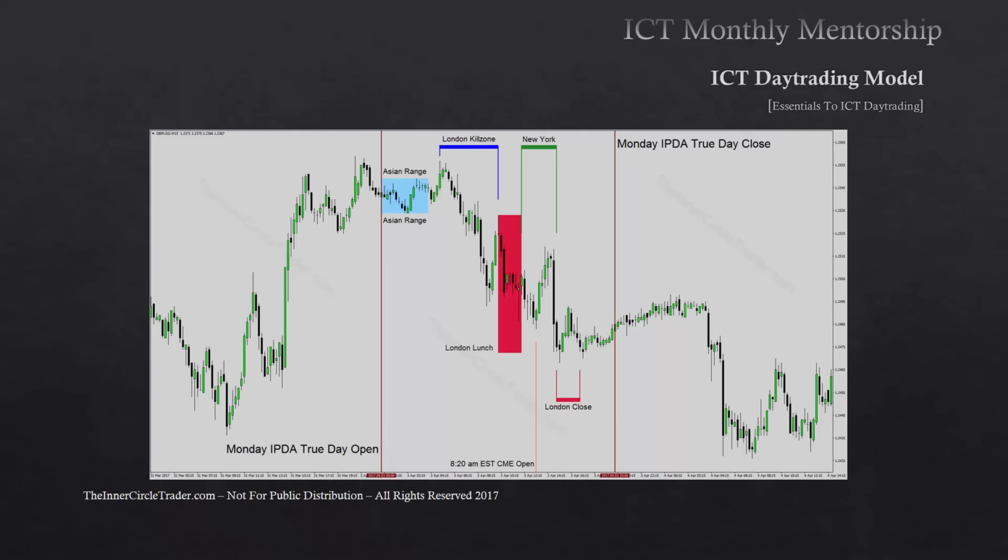This area between the London and New York kill zones, this is London lunch. This is generally when we're not looking for any major significant price moves. Usually the market goes quiet or it continues in the path that is set from London open.